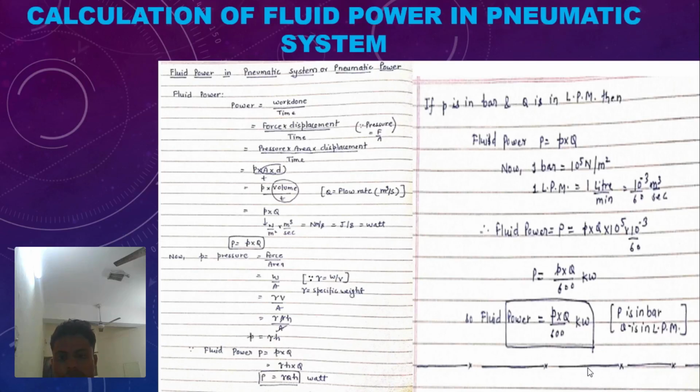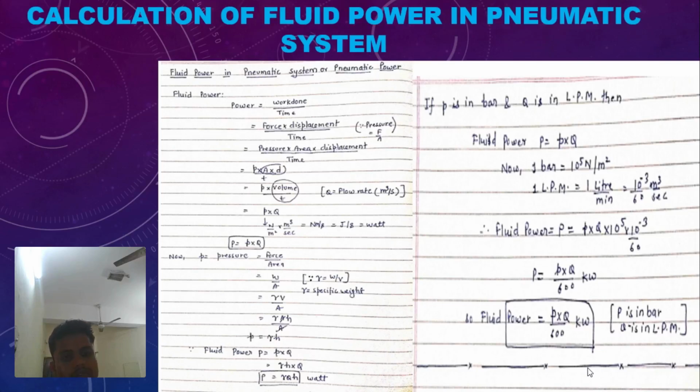Now the pressure is force by area, which can also be written as W by A, where gamma is the specific weight. So gamma can be expressed as W by V, and then substituting the value of W, we get gamma V by A, and then the pressure can be expressed as gamma into H. So the fluid power can also be expressed as power is equal to P into Q. Now we have calculated P as gamma H, so we substitute it, and we finally get power is equal to gamma QH. Now this pressure is in bar and Q is in liter per minute.